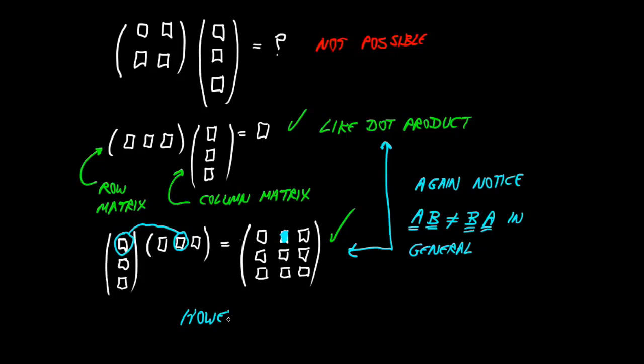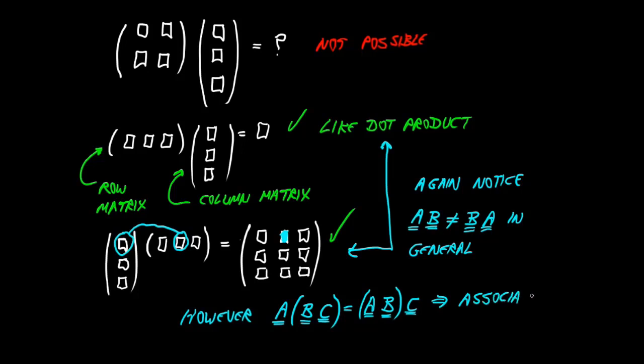However, we can go on and ask about the other kinds of properties of the matrix product operation. A onto B times C, is that the same as A times B onto C? Does the order matter? Actually, it is the same. It does work. In other words, we have the associative property.